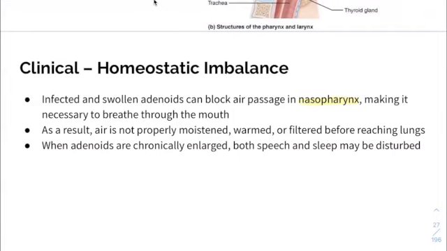So if they're constantly enlarged, you may not be able to sleep well. You may not be able to speak well. The whole area plays a role in how you talk and how you sleep. They all play a big important role.